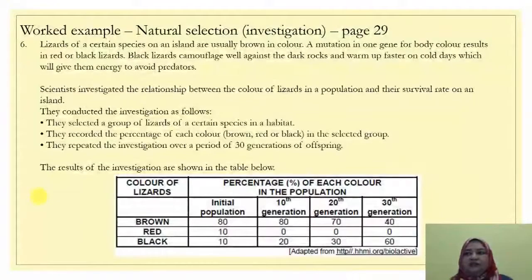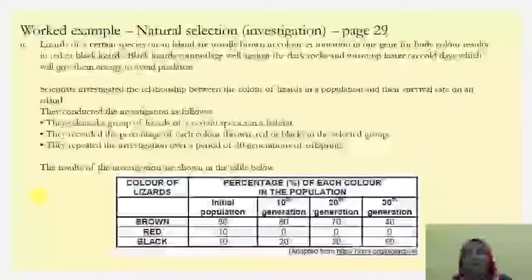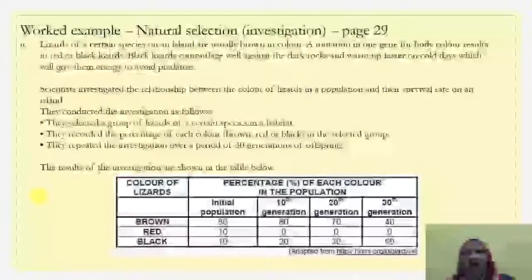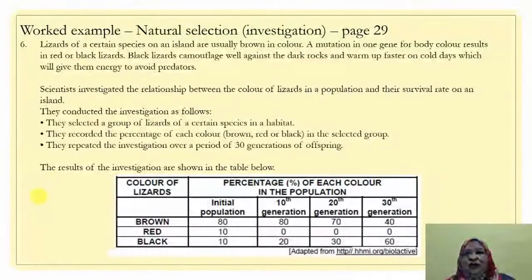Everybody there? Okay. Let's look at natural selection. Lizards of a certain species on an island are usually brown in color. A mutation in one gene for body color results in red or black lizards. So all the lizards are normally brown, but a mutation occurred, right? So they now have in the gene pool a red and a black lizard as well.